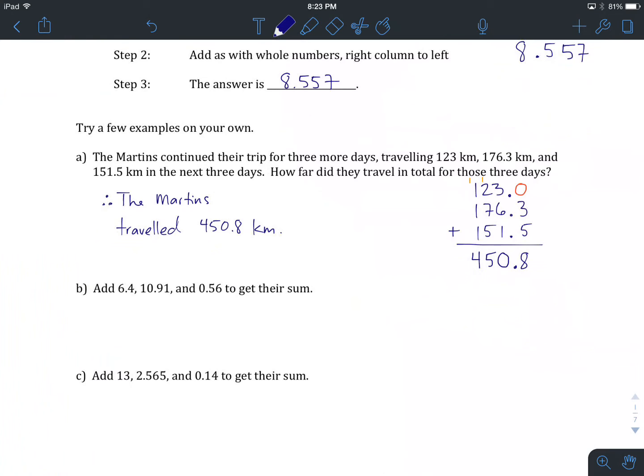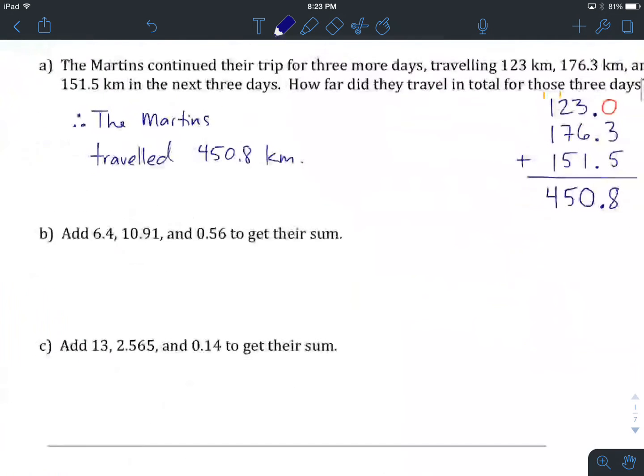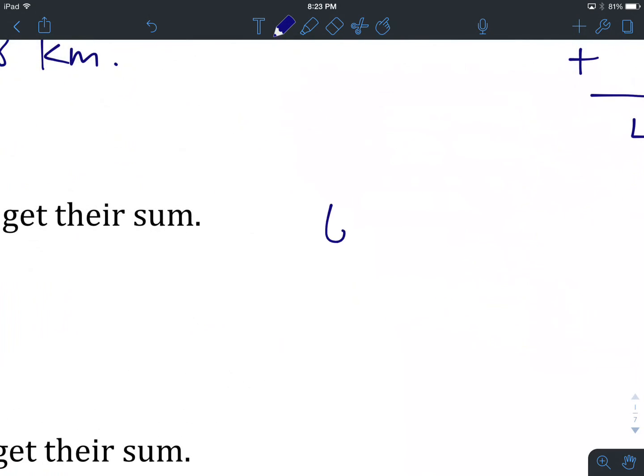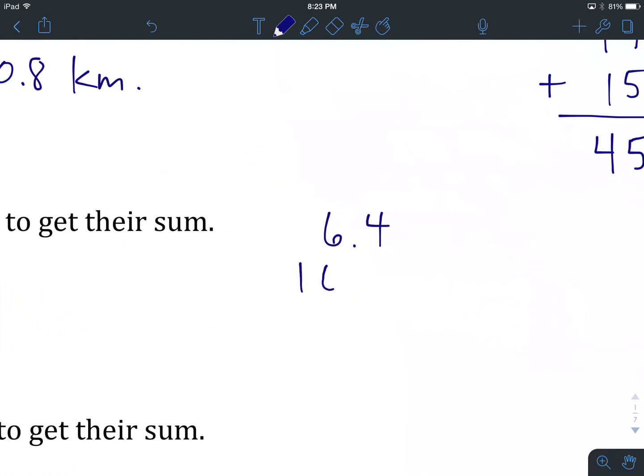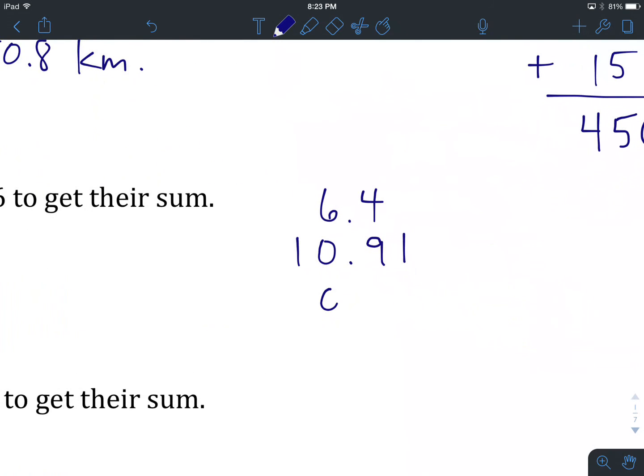Okay, let's have a look at B. We have 3 more numbers to add, 6.4, 10.91, and 0.56. Let's start by writing it out. 6.4, 10.91, and 0.56. So as before, our first step is to fill in any missing place values with zeros. There it is. We add our line, plus, and then we start at the right.